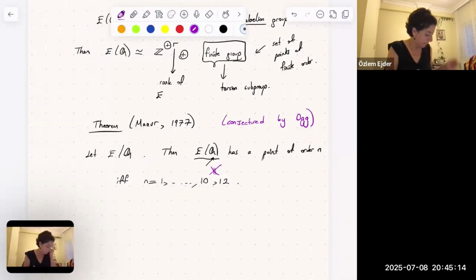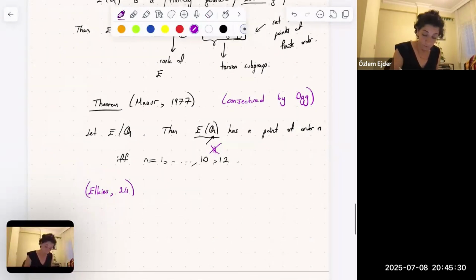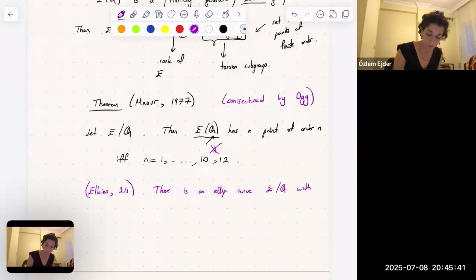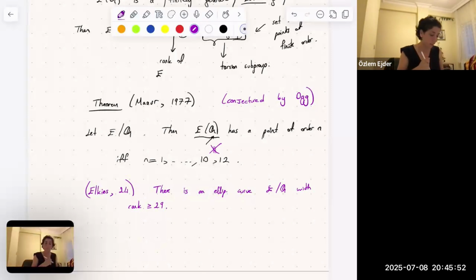So let me just mention a few interesting things. Elkies found this elliptic curve E, from last year, 2024. There is an explicitly given elliptic curve E defined over Q with rank at least 29. It is conjectured to be 29, I think, but we know that it's at least 29, it could be more.